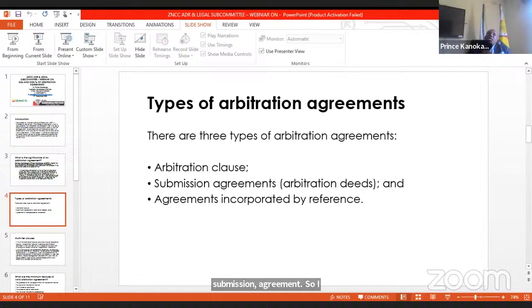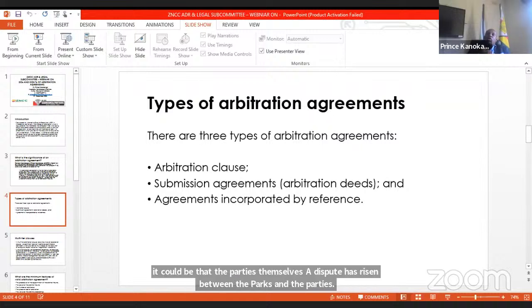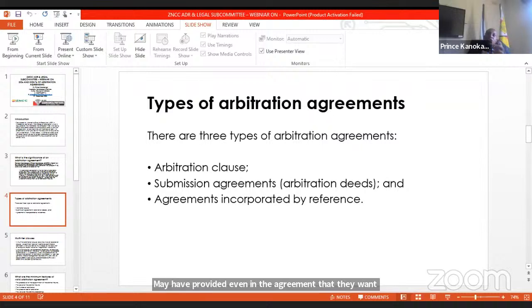So it could be that the parties themselves, a dispute has arisen between the parties, and the parties may have provided, even in the agreement, that they want to submit to the jurisdiction of the courts, and that the courts will resolve their disputes. But a dispute having arisen, they can then enter into what is known as a submission agreement, where they agree to resolve their dispute outside of the court system.